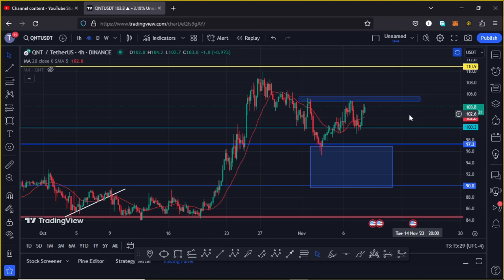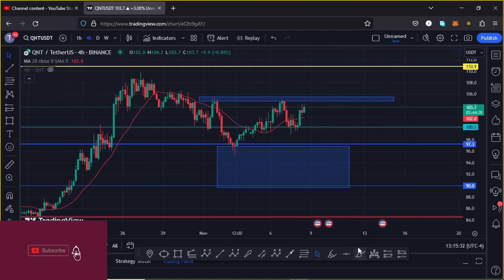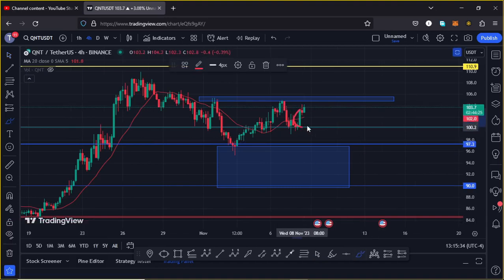At the time of this recording, QNT is holding above the 20-day MA here on the 4-hour chart, which is now acting as support for us to continue gearing up. The next key area of resistance that we need to break above lies above the $105 mark, and a break above that with a successful retest, then I'm expecting QNT to continue gearing up to our next key area of resistance above the $110.9 mark, and a break above that with a retest, then we can continue expecting higher prices on the QNT chart.